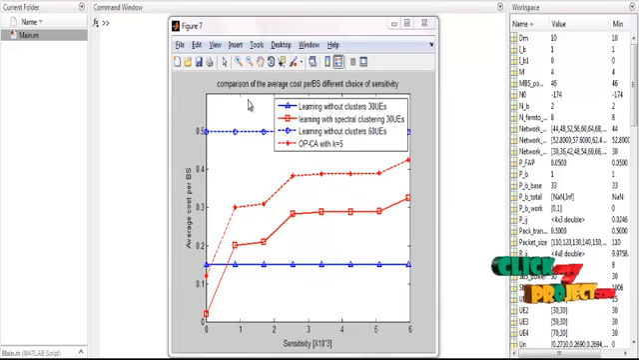Finally, in this figure, comparison of the average cost per base station for different choices of sensitivity. On the x-axis we calculate the sensitivity in 10 power minus 3, and the y-axis is the average cost per base station. We have learning without clusters, learning with spectral clustering, and OPCA, with k equal to 5. These are for 30 UEs, that is user equipments, and 60 UEs. So this is the overall running procedure for the project. Thank you for listening to this video.